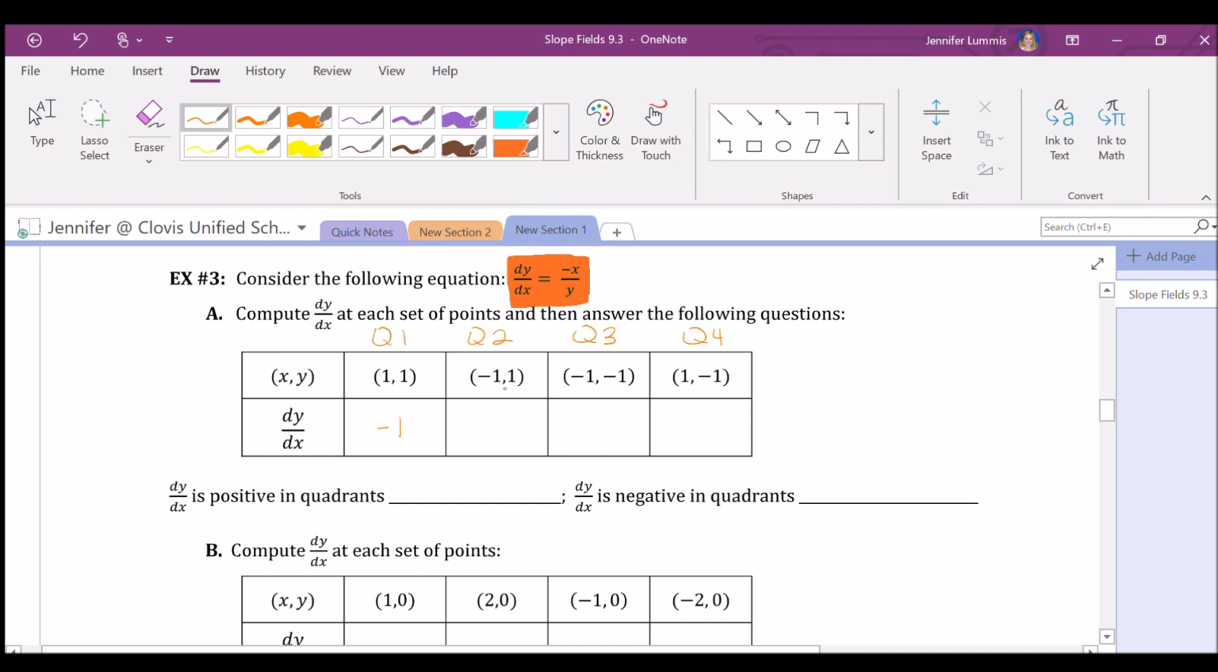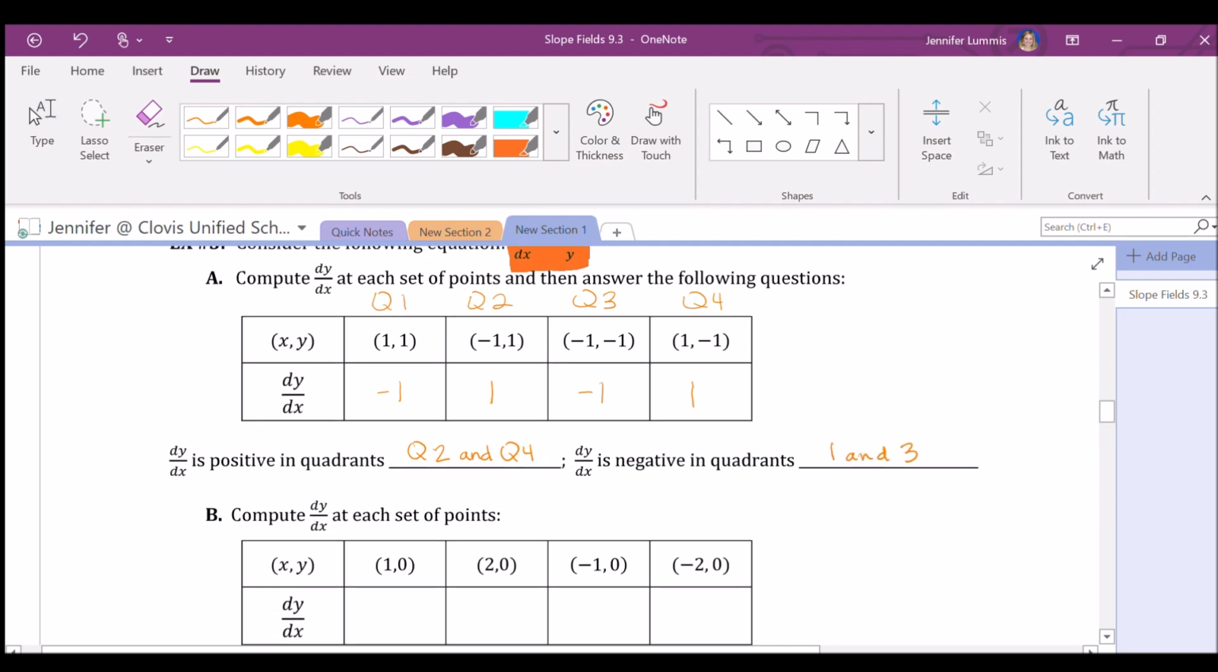But in quadrant 2, 1 over 1 is 1, but I now have 2 negatives, so it's back to positive. Quadrant 3 will have 3 negatives. In quadrant 4, we'll be back to 2 negatives, so we're going to be back to an answer of 1. So the slope is positive in which quadrants? So 2 and 4. And negative in quadrants 1 and 3.